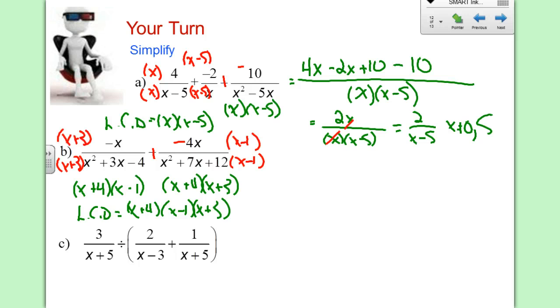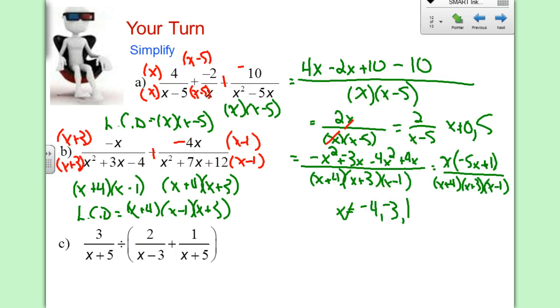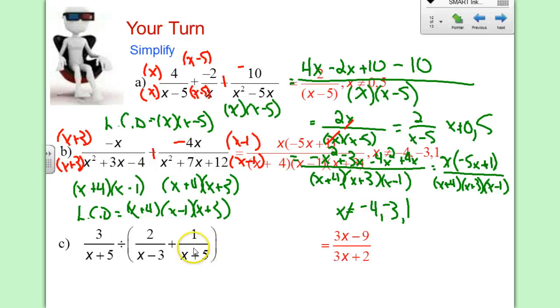So when I put that all together, I end up with, so I just finished it off, you guys. As you can see in question B, you end up with a final answer of x times x minus 5x plus 1 all over a common denominator, and nothing blows up. A little disappointing. And in the last question, I'm just going to show you the answer, but again, you need to put a common denominator on these two and bring that together. And when you do, you get a final answer of 3x minus 9 all over 3x plus 2.